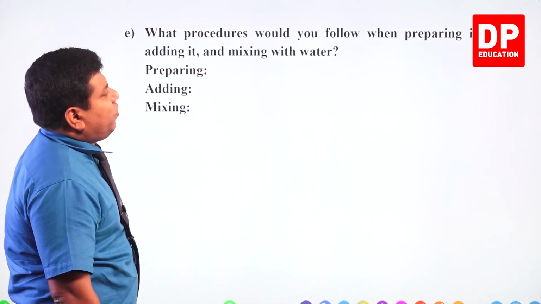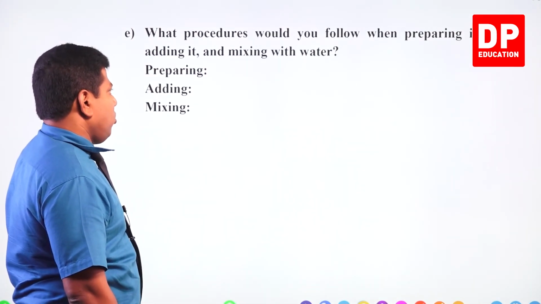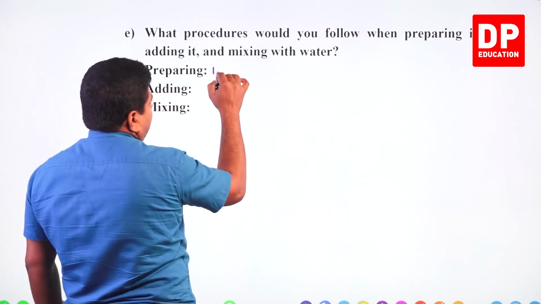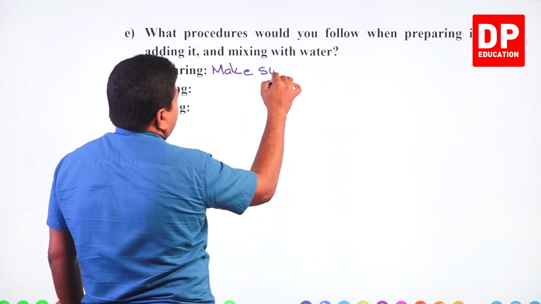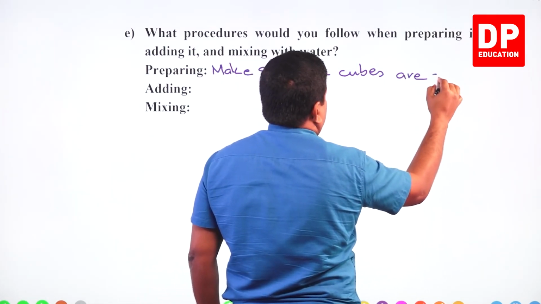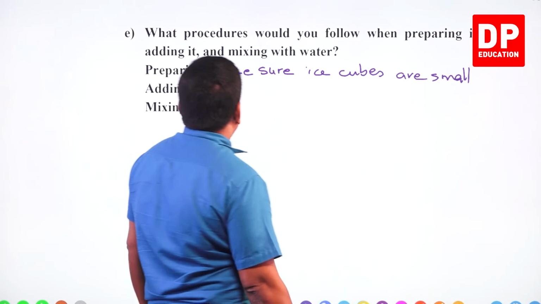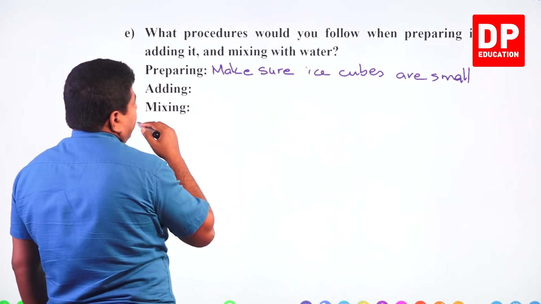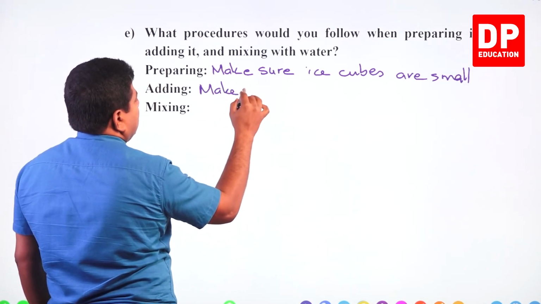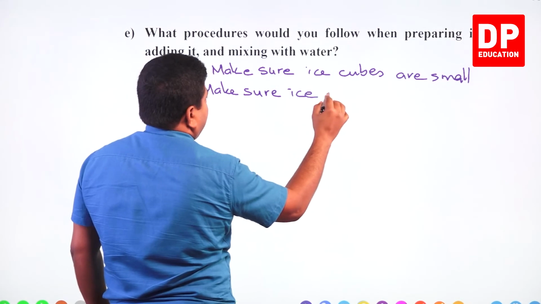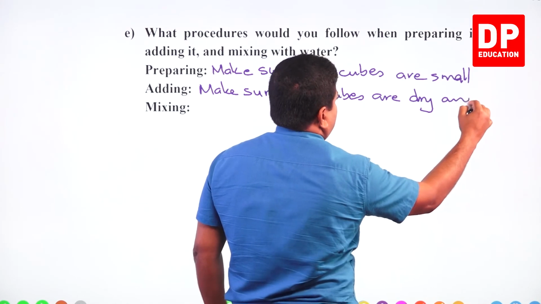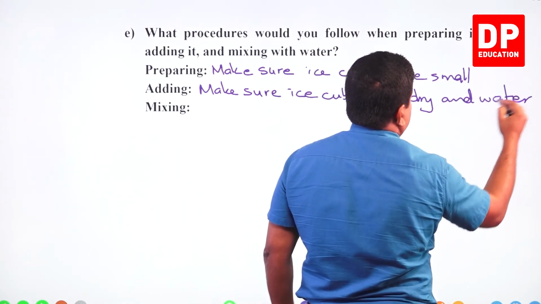What procedures would you follow when preparing ice, adding it and mixing it with water? When you are preparing, you have to make sure ice cubes are small. When you are adding, you have to make sure ice cubes are dry and water doesn't spill out.